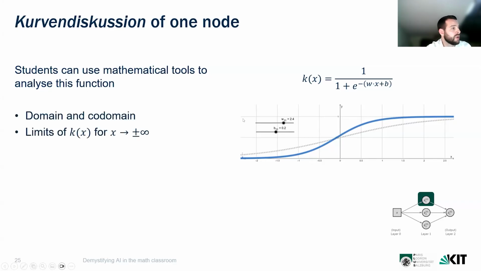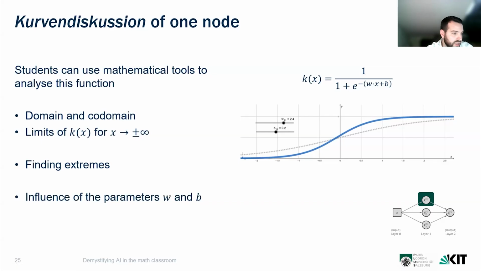And so they can talk about the domain and codomain. So for example, okay, you can't get any value smaller than 0 or bigger than 1. And you can also talk about the limits. Okay, what happens if we enter a very large X, then most likely we get 1 as a result, or 0 depending on the W. And we can talk about extremes or the lack thereof. So it's just a monotone growing function. There are no extremes, and you can talk about the influence of the parameters W and B.